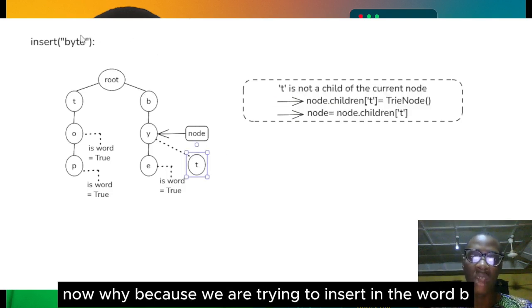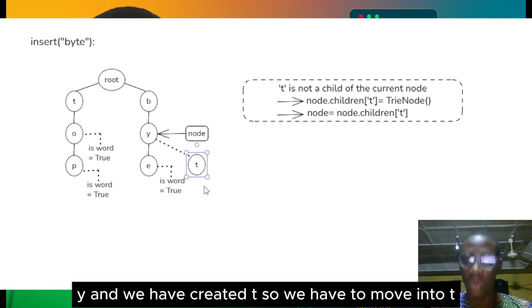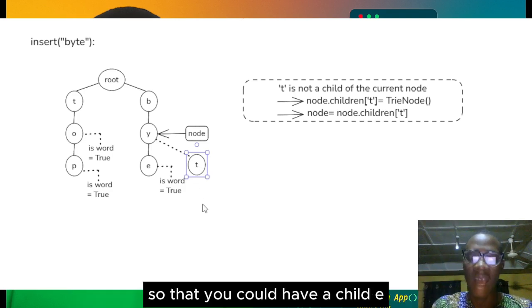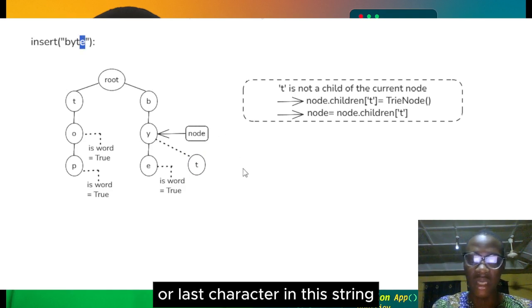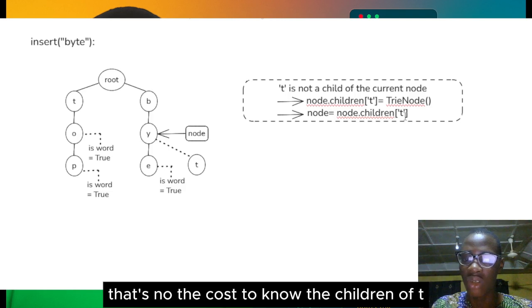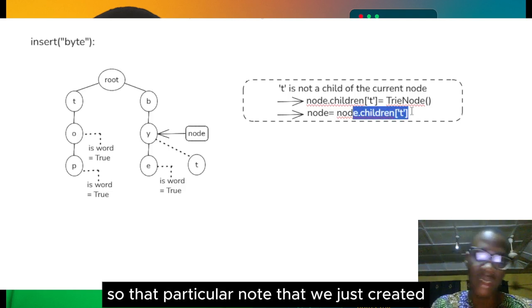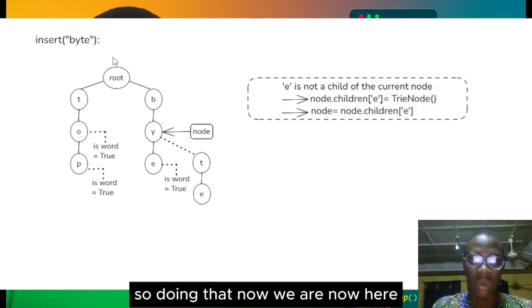Why? Because we are trying to insert the word BYTE. We have already gone through BY and we have created T, so we have to move into T so that it can have a child E, which is the last character in this string. That's what we are doing here: node equals node.children of T. That particular node that we just created for the key T, we set our current node to it. Doing that, we are now here.